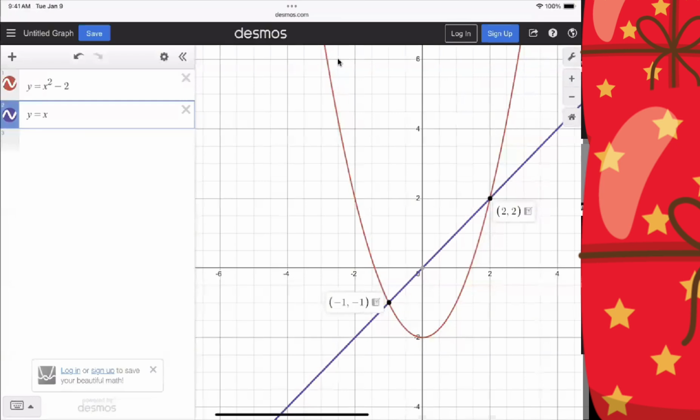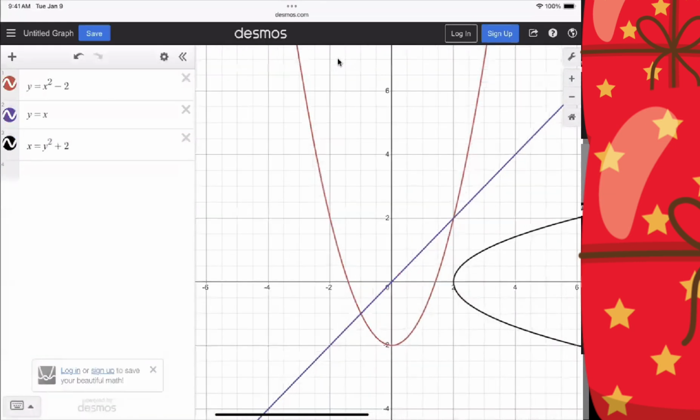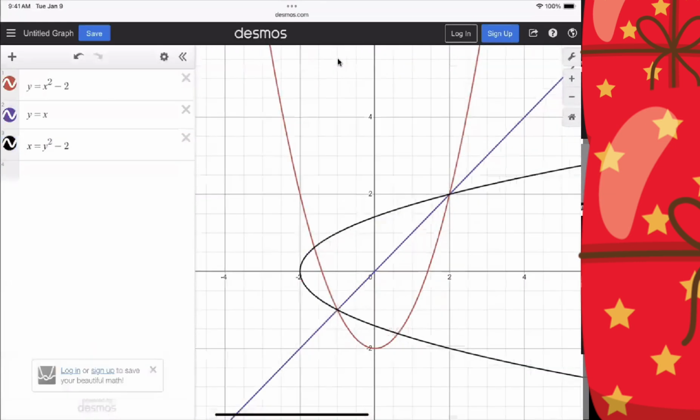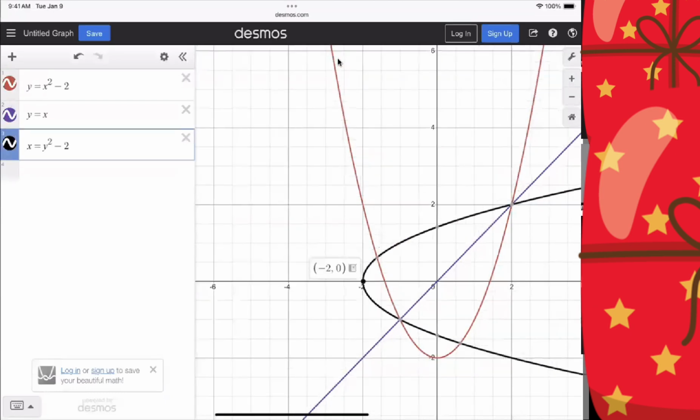Now, what's the graph that is just reflected? Well, since y equals x, we swap them. So it becomes x equals y squared plus 2. Oops, oh, y squared minus 2. As you can clearly see, it's indeed a reflection. You can see these are completely congruent, but totally different things. Alright?